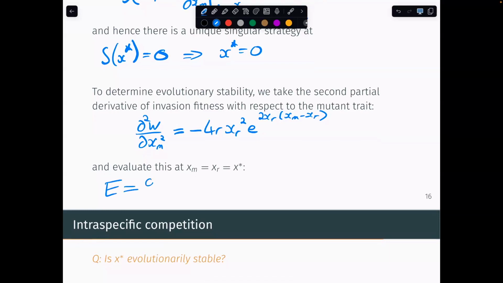Our evolutionary stability then is taking this second partial derivative and evaluating it when xm is equal to xr is equal to x star. In other words, our traits are all equal to this singular strategy. So as before, when we substitute xm equal to xr, this is going to equal 0, just underlined in red. So the exponent's going to disappear. Then we end up with minus 4r times x star, and x star is equal to 0. So this is equal to 0.